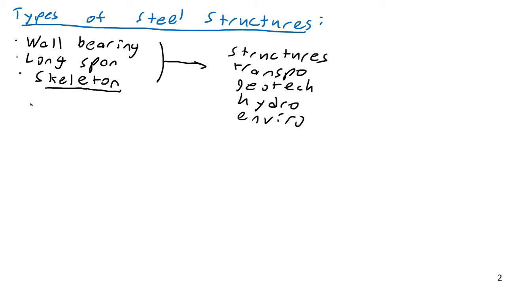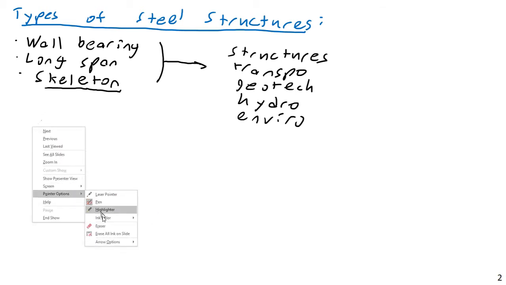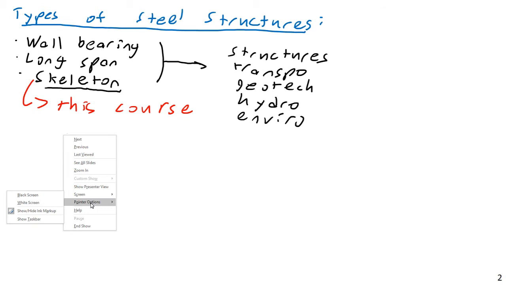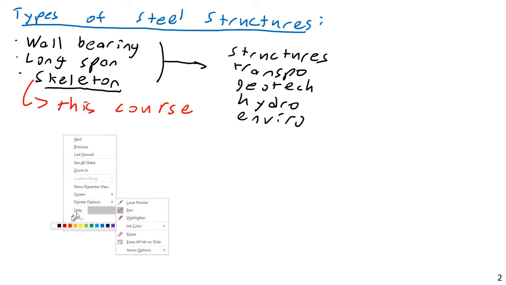Anyway, but let's look at this course. Again, in this course we're going to mainly focus on the skeleton, at least in steel design. So let's look at the skeleton, and what kind of things are we going to be looking at? In this course, we're looking at the skeleton in terms of steel structures: buildings that have well-defined steel skeletons.